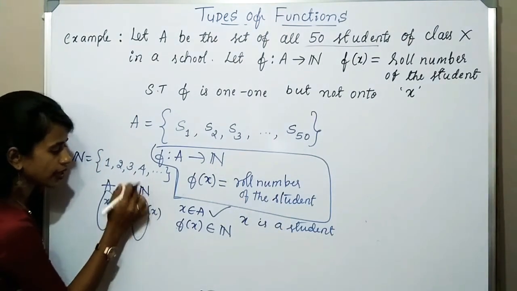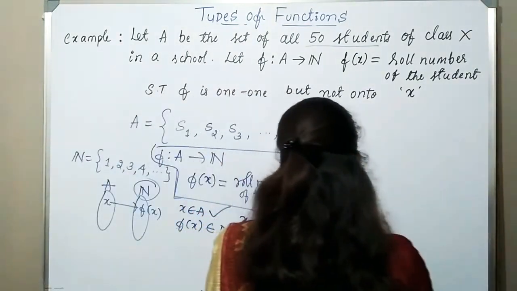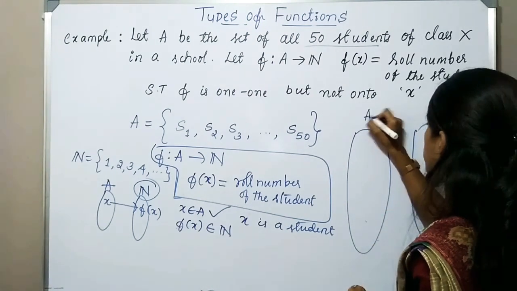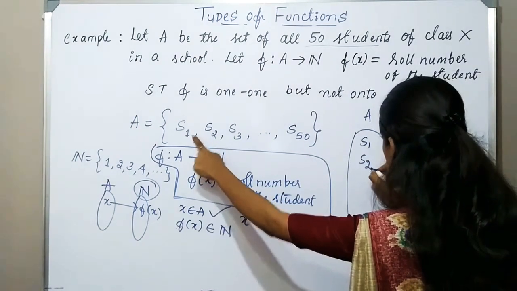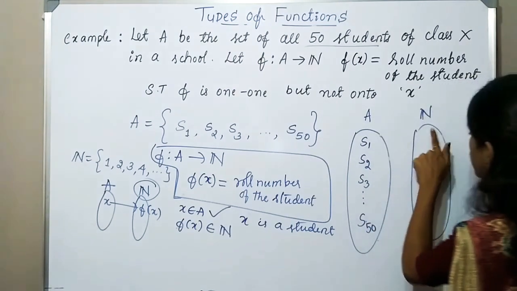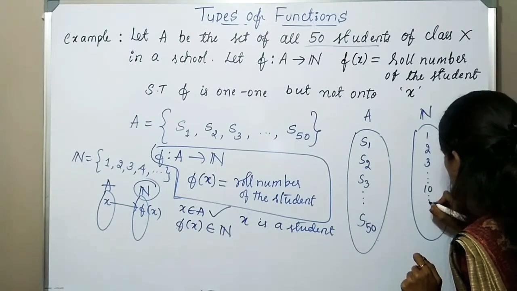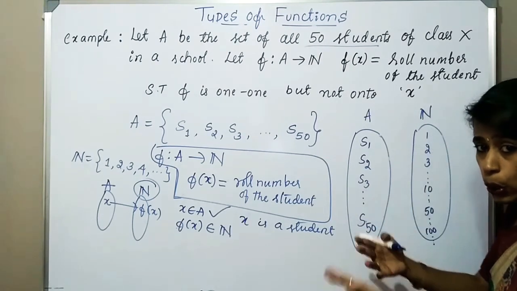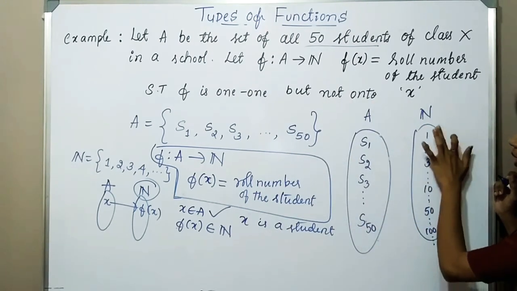Here n is a natural number. Roll number of the student means what? If we have 50 students here, I am taking an arrow diagram to better understand. Here A and N. What is A? Student 1, student 2, student 3, up to student 50. What are the natural numbers? 1, 2, 3, and so on, say 10, say 50, say 100, say 1000, crore. That is the natural numbers, starting from 1 up to infinity.